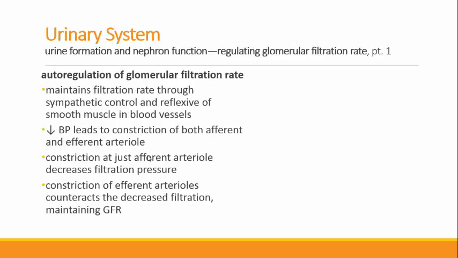So how do we control all of this? It's great that we got these ways of dealing with it. How do we control it? Well, auto-regulation is one means of controlling. Auto means self, so self-regulation is what auto-regulation is describing. And it maintains filtration rate through sympathetic control.